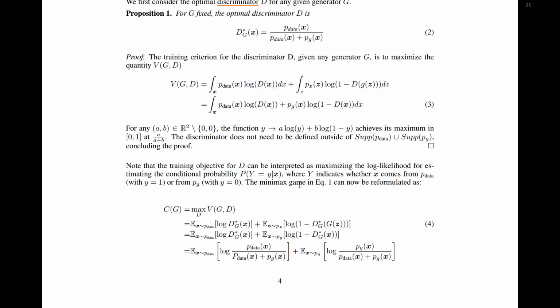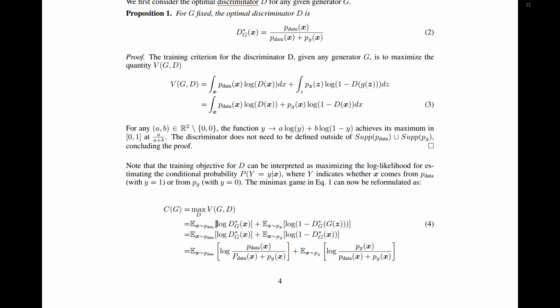The minimax game in equation 1 can now be reformulated. So this is the game we're trying to solve initially. Note that we're doing this for the discriminator, and since the max of V(G, D) is our optimal value for the loss, we could always replace this D with the optimal value for D. That's the value of D which will make all this get its maximum. And with that, we call it D_G star, which is D_G optimal.